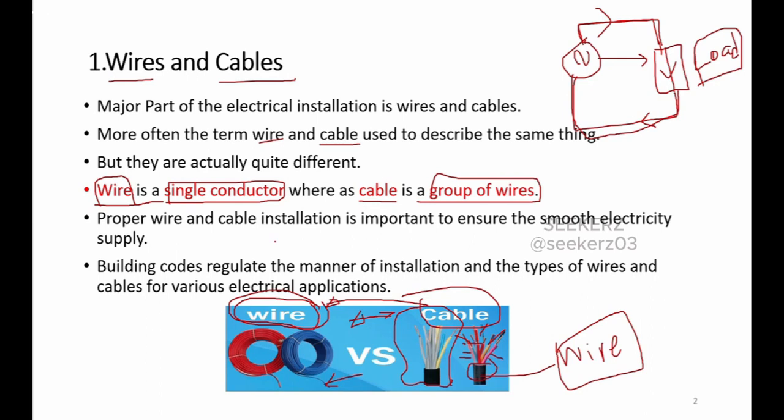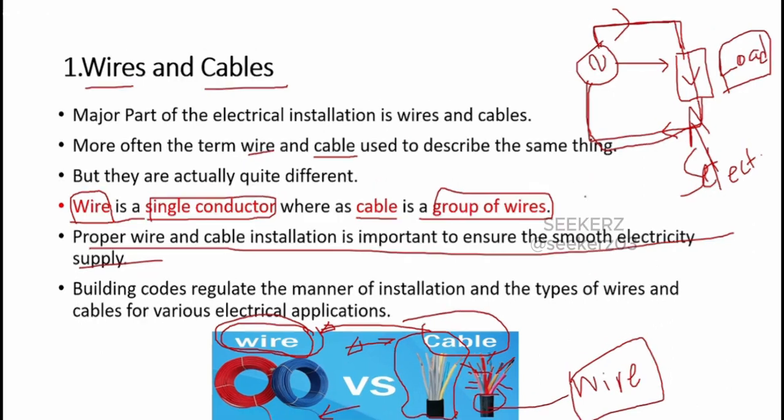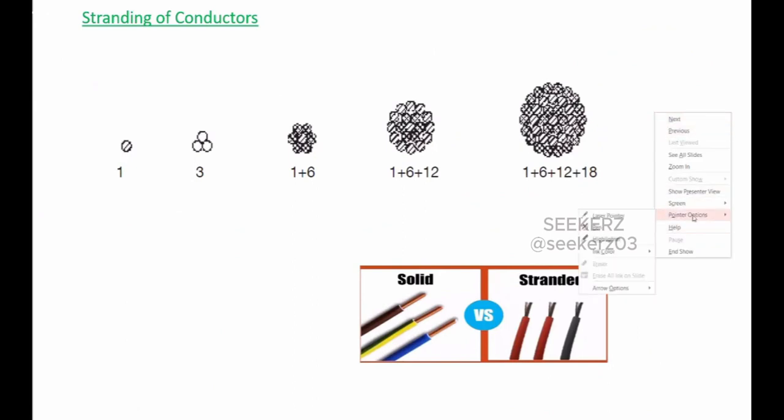Then proper wire and cable installation is important to ensure a smooth electricity supply. You can find this connectivity between the source and the load given by these cables. So we have to ensure we select the right cables or wires to ensure a smooth electricity supply from source to load. For that, all these installation works are normally standardized by regulations. These building codes are given by regulatory bodies to select the proper wires in our installation. So now you know the difference between wire and cable.